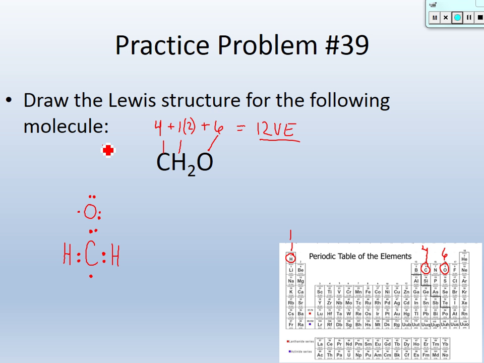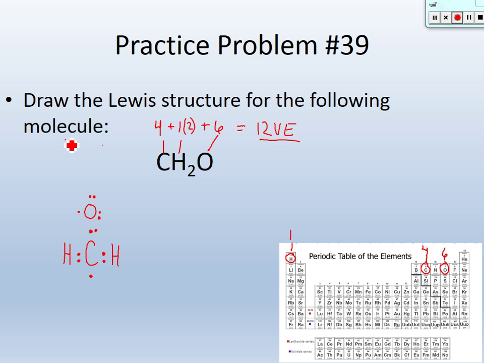Okay, so you'll notice something new when you draw the Lewis structure for this molecule. You're going to notice these single electrons on the carbon on the bottom and on this oxygen on the left side. So let's try and determine what's happening here.